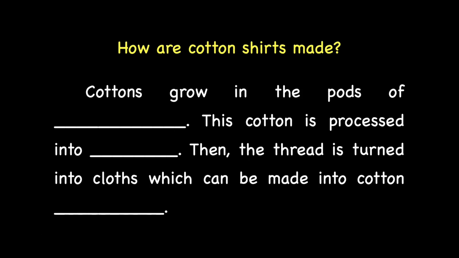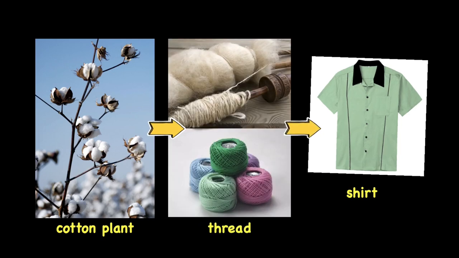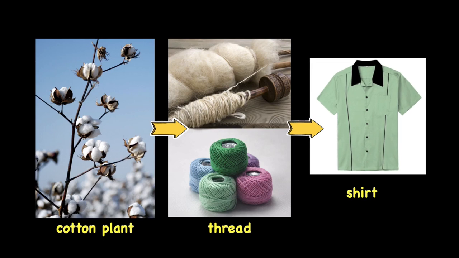Welcome back, boys and girls. I believe you have already copied the text. Now, Mr. Pui will read to you the text two times. For the first time, you just listen. Cotton grows in the pod of cotton plant. This cotton is processed into thread. Then, the thread is turned into clothes, which can be made into cotton shirt.